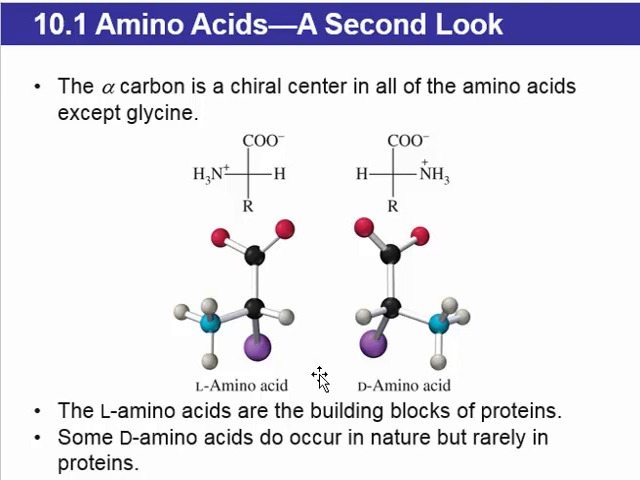And the amino acids that occur in proteins are always in the L configuration. And we can write sort of a Fisher projection of that, and the protonated amino group is always written on the left for the L configuration, and it's written on the right for the D configuration of an amino acid.